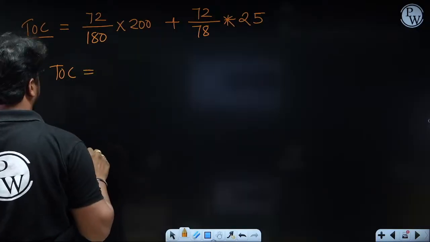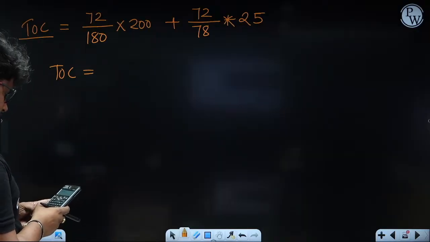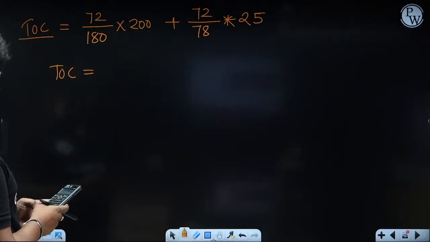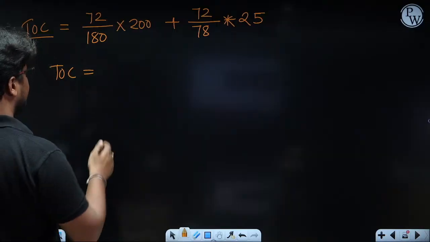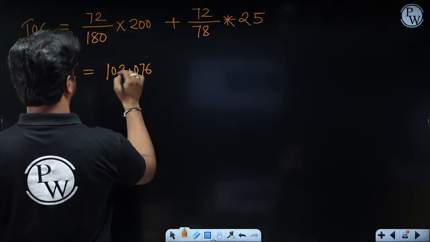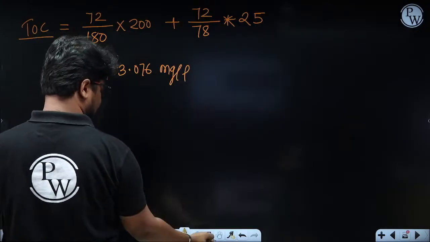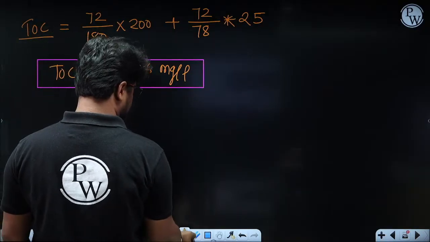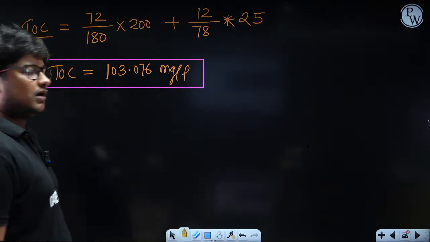So if you calculate it again, Himanshu has given both the answers correctly. Very good, bacha. 103.076 milligram per liter. That is the total organic carbon.